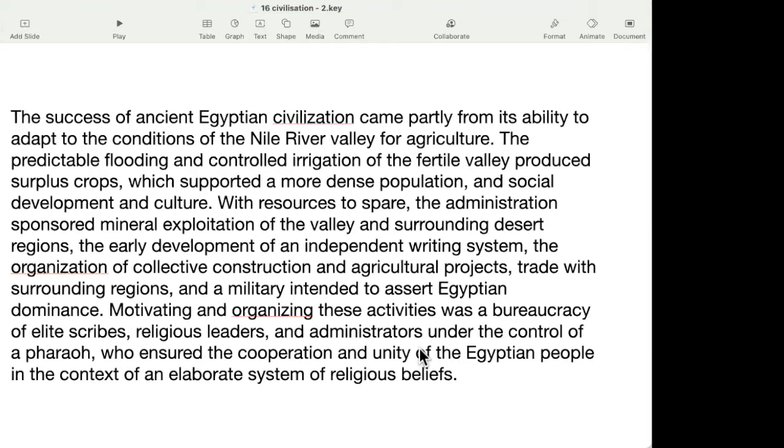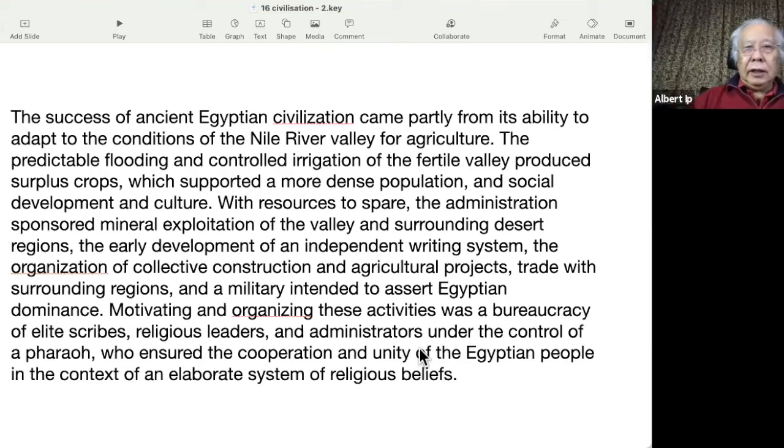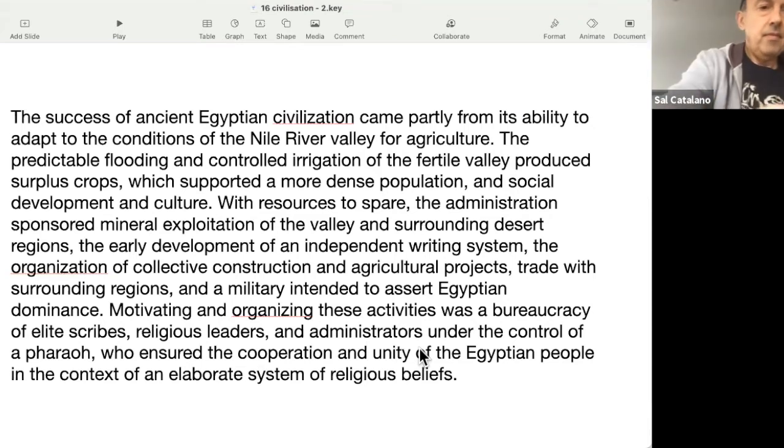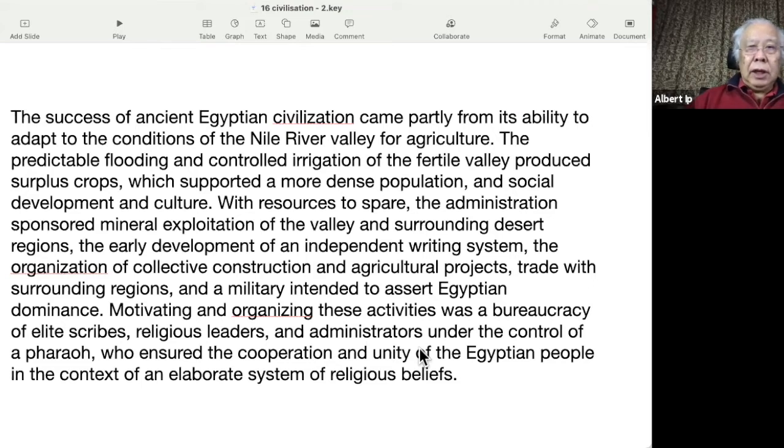The Nile River has a predictable flooding and controlled irrigation. And because it's predictable, people can manage the flooding much better, and therefore also manage the irrigation much better. And therefore it produces a lot of surplus food. And we know that with surplus food, people can start to specialize. And therefore a civilization develops accordingly. And this is also one of the areas where early writing developed.